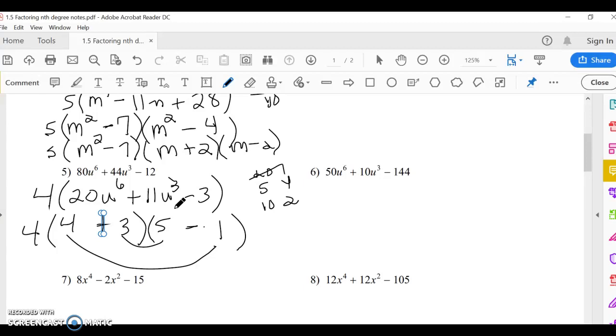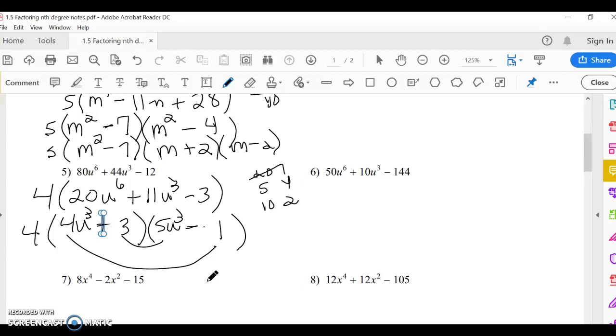So I just have to remember to put my u's in here, and I want to use the u term that's in the middle, u cubed, and now I think I'm confident that I have my answer. So 4 times the quantity 4u cubed plus 3 times the quantity 5u cubed minus 1.